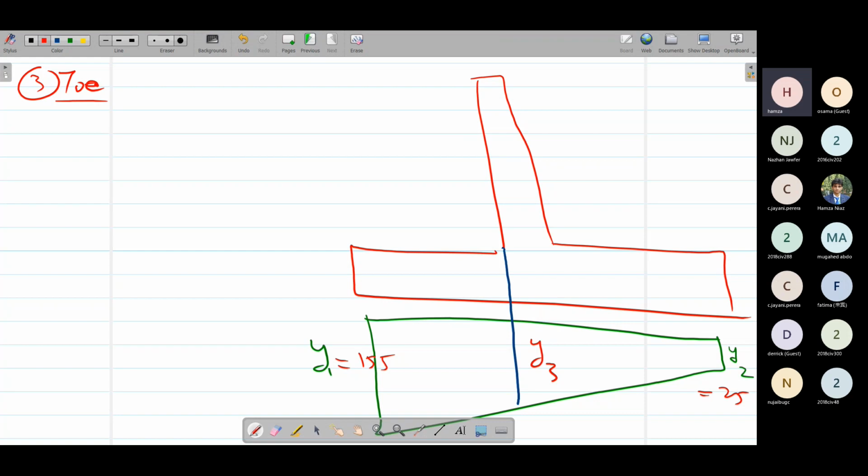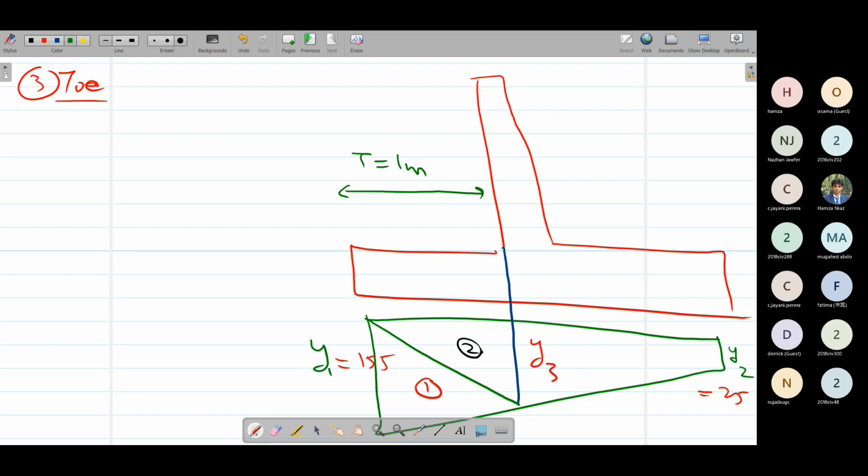Okay, so after calculating this Y3 value, we are going to divide this into two triangles. The first one is this red triangle. The second one is this blue or black triangle. We have divided this into two portions. So we know the length of the toe, e, is equal to 1 meter.